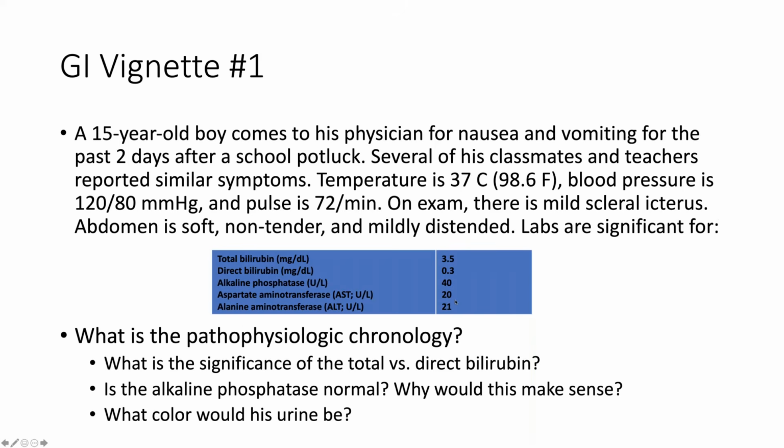Because again, with HUS, classically, you'll get neurologic problems and you get kidney problems and you'll get hemolytic anemia and thrombocytopenia and a number of things. That's the classic pentad.